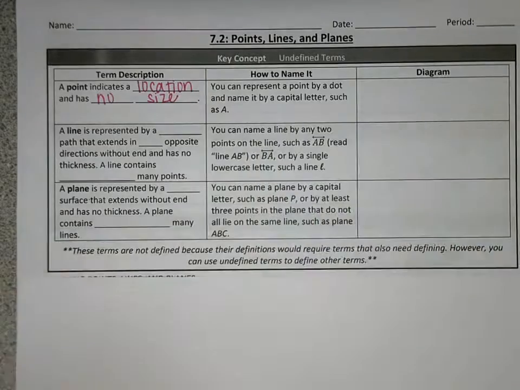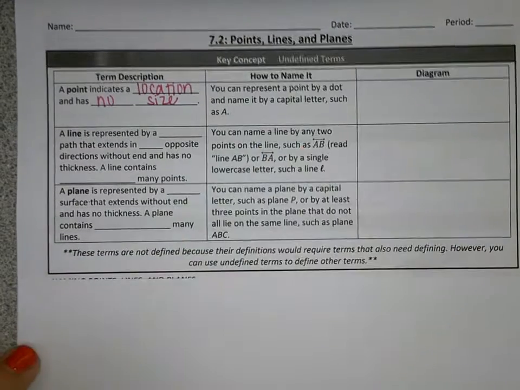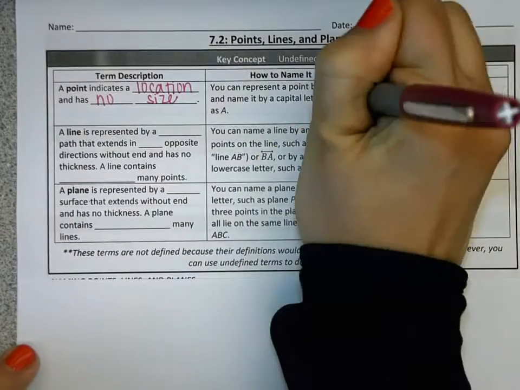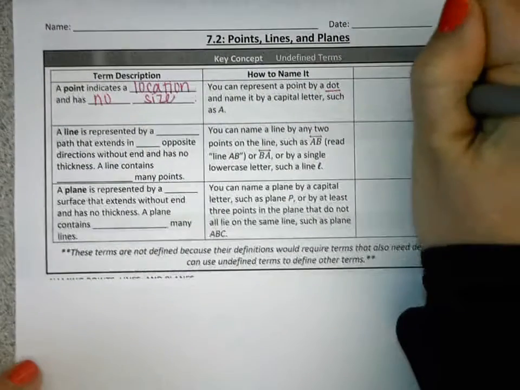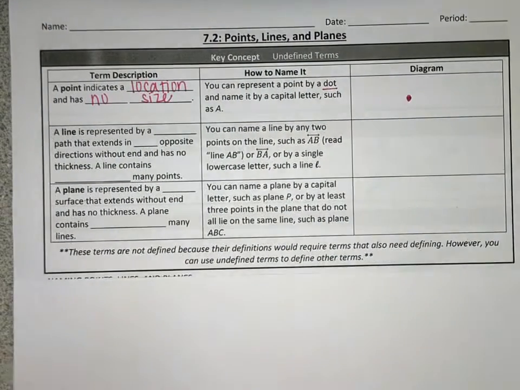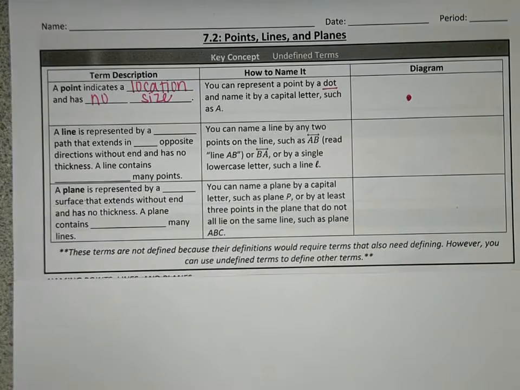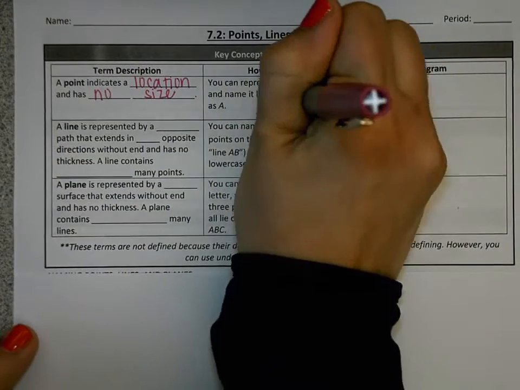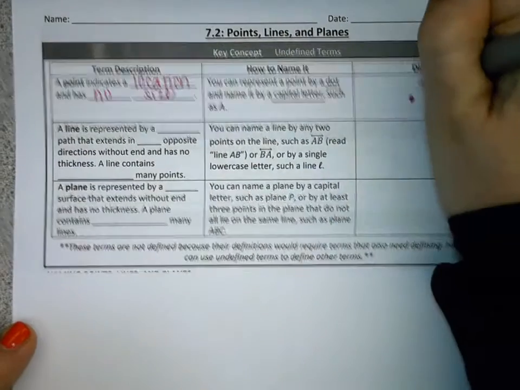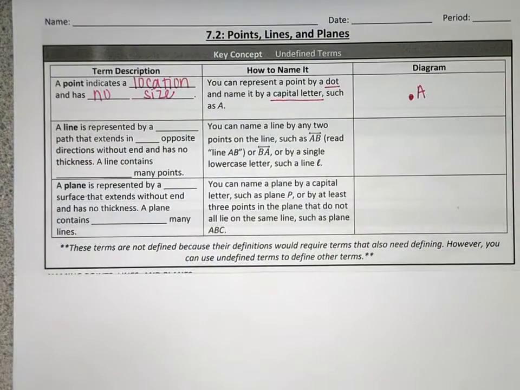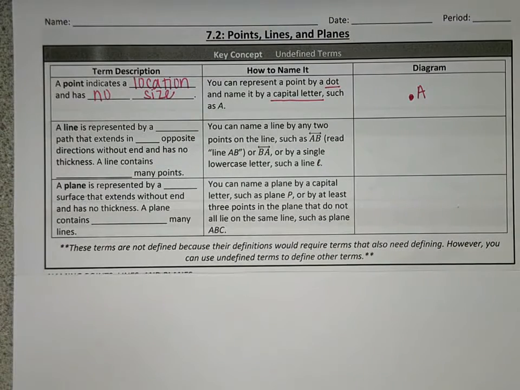How we name points. You can represent a point by a dot. So I'm going to underline that. So we draw a dot. So in our diagram, we're just going to draw a dot. And you name it by a capital letter, such as capital A. So all points have a dot and are named using a capital letter. So far, so good? Nothing you don't know?